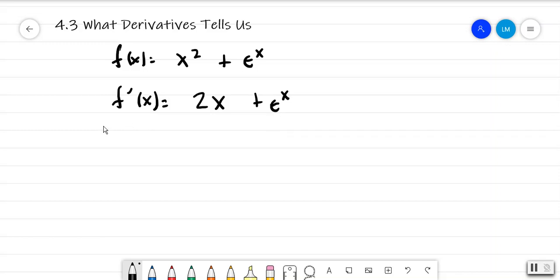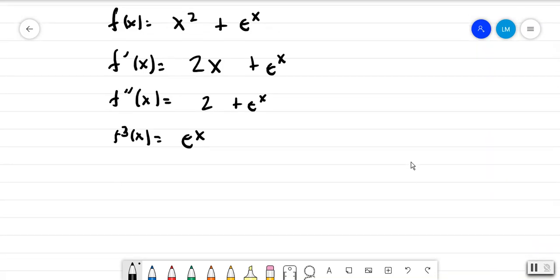But let's say, for example, that I wanted to know the second derivative. Well, if I take the second derivative, I get 2 plus e to the x. Then if I take the next derivative, I end up with just e to the x. After that, any other higher order derivatives will just be e to the x. Okay, but what we can probably do instead is focus on just the first derivative and second derivative. Now, one thing we can do is look at just the second derivative only.